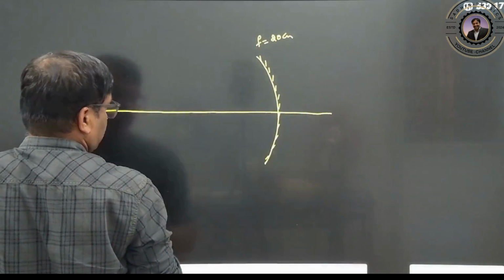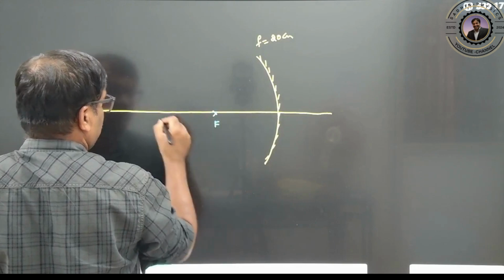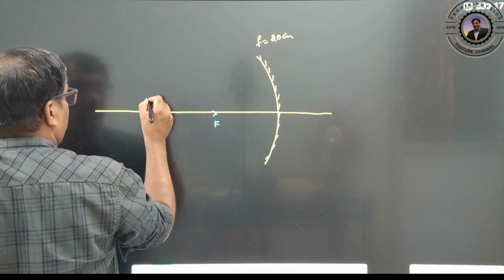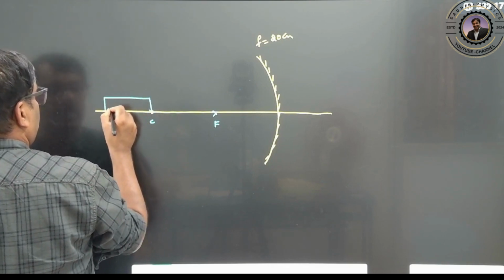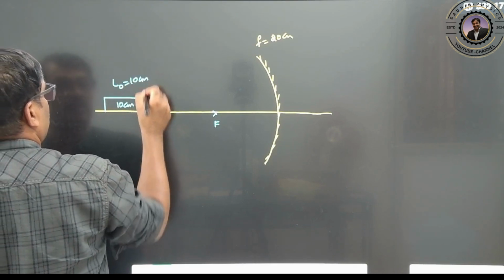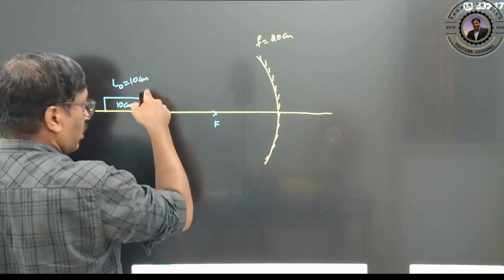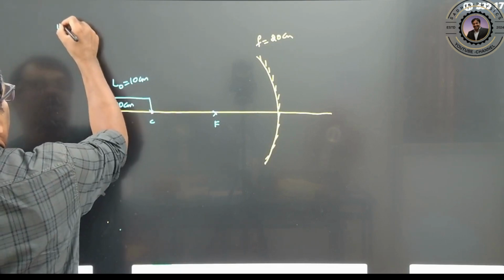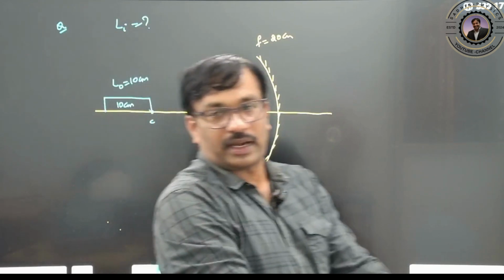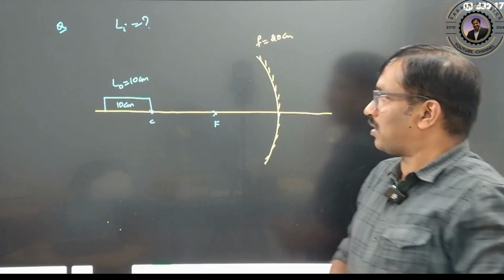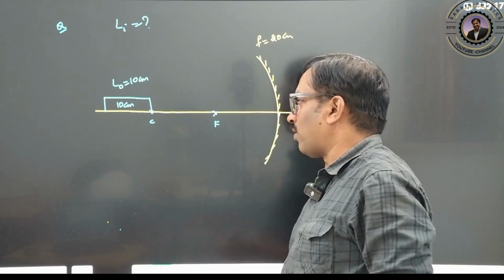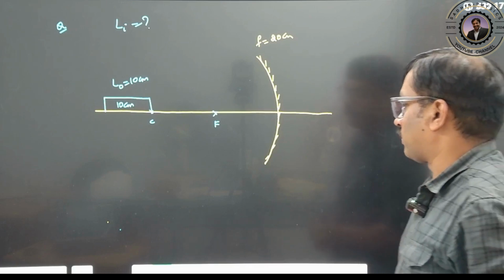So, where is the object now? Here there is your focus. Here there is your center of curvature. So, here the length of the object is 10 centimeter, where one end is concentrated onto this point. Find the length of the image. Clear? And draw the ray diagram for this. So, as homework you can do it. Still, if you don't know, please comment, and I will try to solve the problem. Clear?